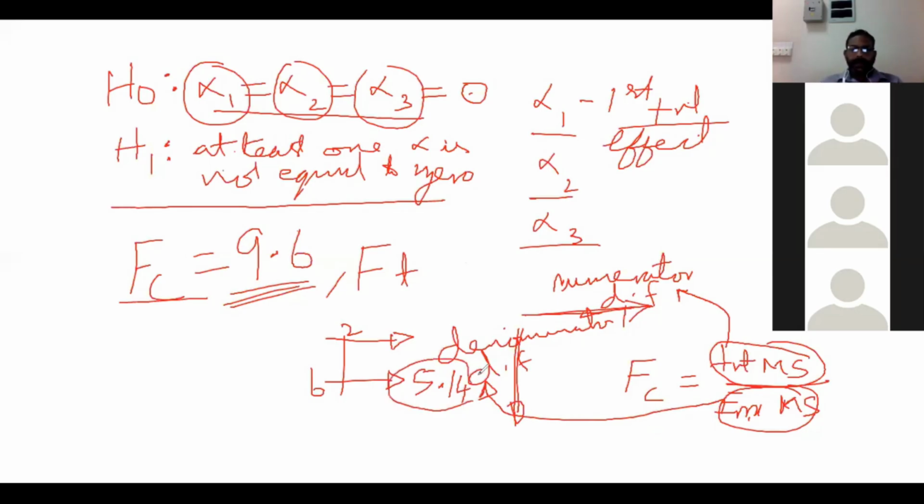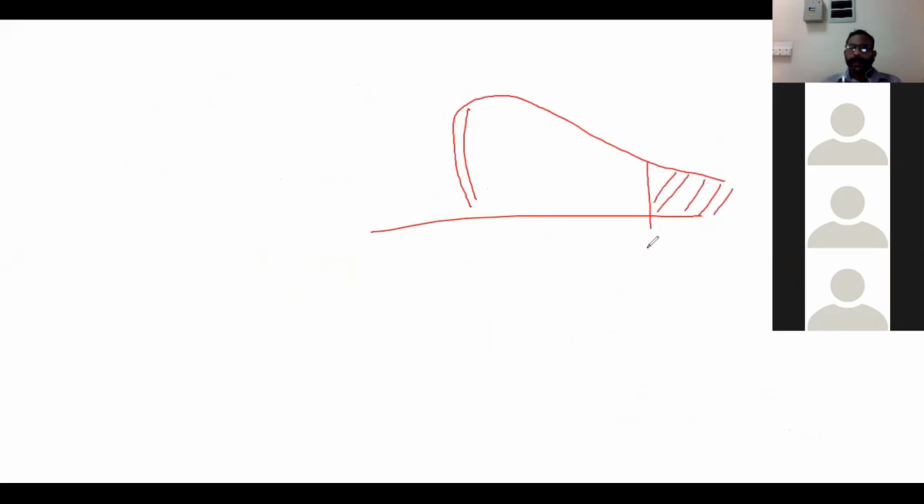5.14, right? This is we have now our calculated value and table value. So, what is the table value? 5.14. Suppose let's say this is our rejected region. So this margin is 5.14. We know our calculated value is 9.6.